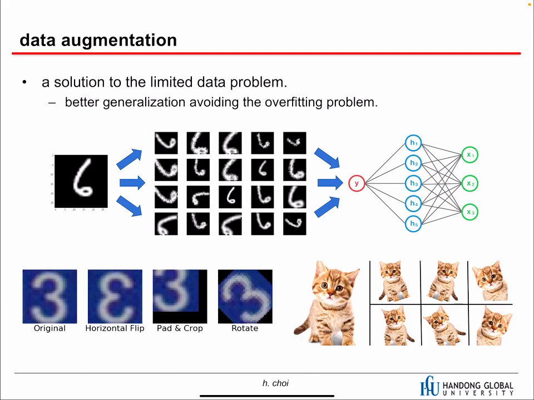And another approach is data augmentation. So when we think about the overfitting problems, probably we have a too big model, or we have too few data samples. Okay, that is the problem. So data augmentation could be a solution to the limited data problem, so that we can have better generalization, avoiding the overfitting problem.